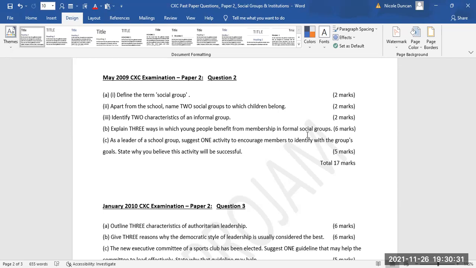So we want a suggestion now. What will encourage the members to identify with the group's goal, to feel that the goal that the group wants to achieve is my goal that I want to achieve too? And it's very similar to some of those that we pointed out earlier.